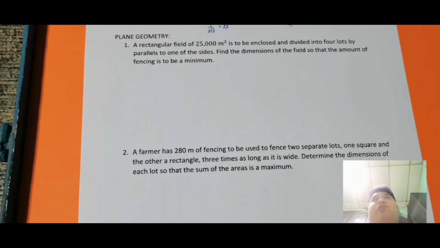So ito na yung lesson, I think lesson 8. I don't know kung ano na lesson. So lesson na kung saan pag-uusapan naman natin yung application optimization problem sa plane geometry. So again, plane geometry, so hindi pa to solid geometry. Okay. So again, ano ulit yung gagawin natin dito?